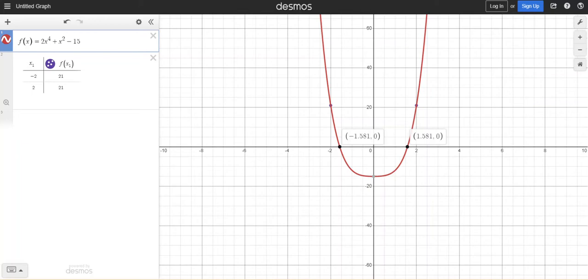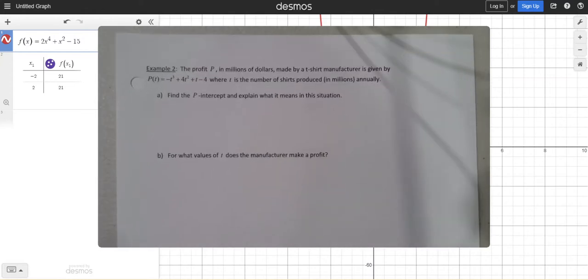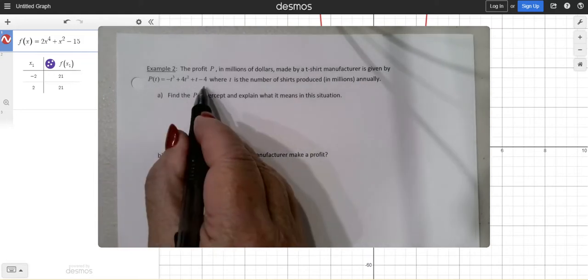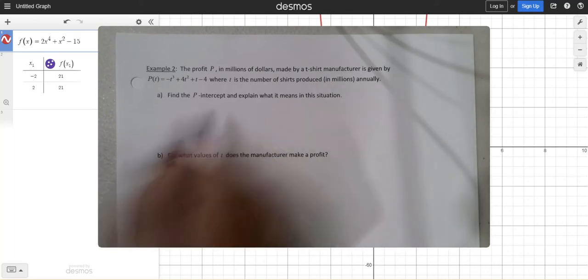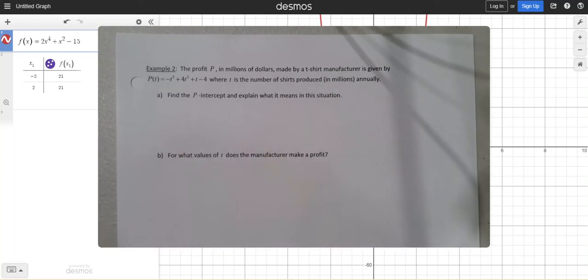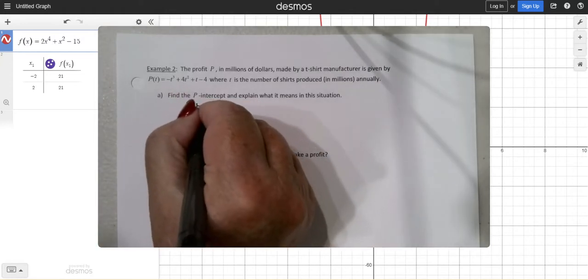All right, we'll finish out this section with an application problem. So here we go. We're being told that the profit P in millions of dollars made by a t-shirt manufacturer is given by this profit equation, where T represents the number of shirts that we're producing in millions annually. First of all, it says find the p-intercept and explain what it means. So if I want the p-intercept, I'm going to set t equal to 0.